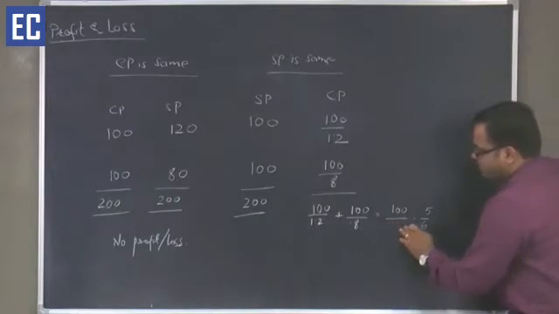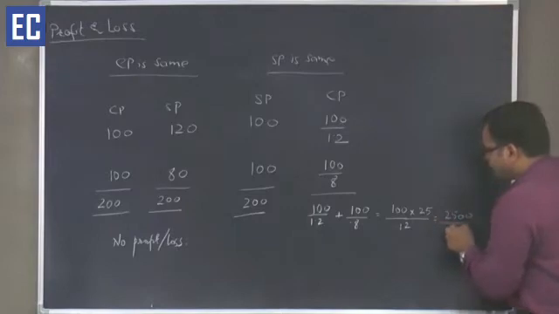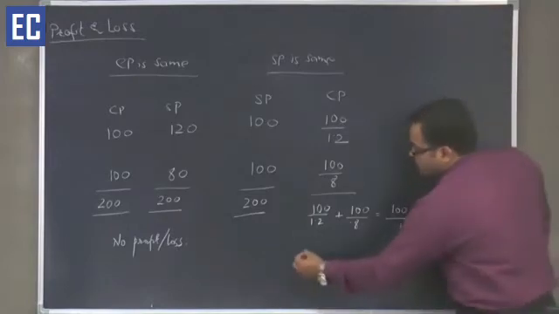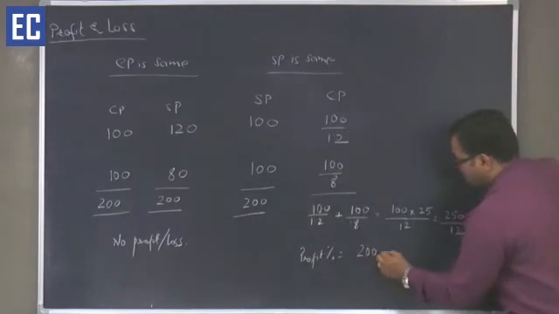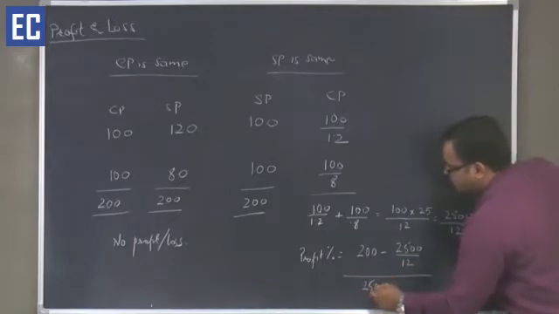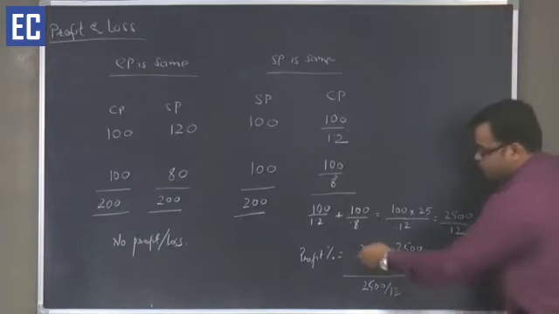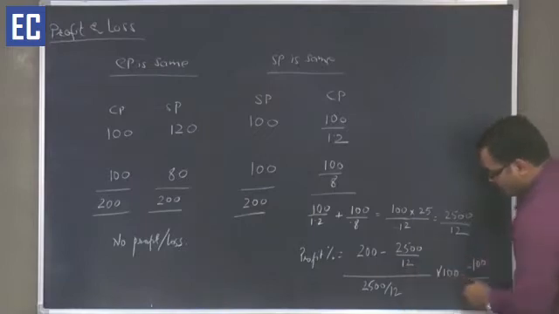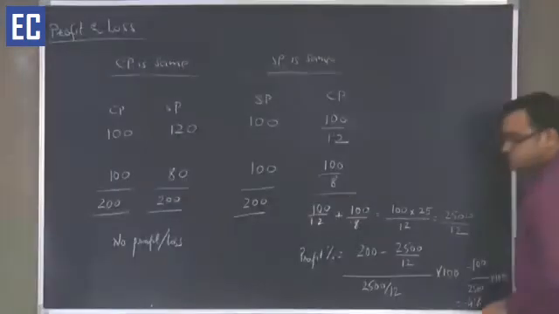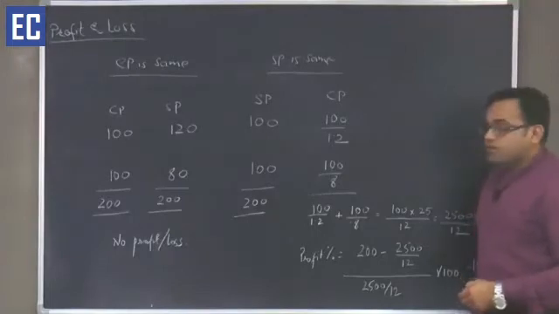0.4 is 2 upon 5, so this is 2 upon 5. This will become 12 upon 25, so this becomes 2500 upon 12. What is the profit percentage? Profit percentage is equal to SP 200 minus CP 2500 upon 12 divided by the cost price 2500 upon 12 multiplied by 100. 12 to the 24, 24 minus 25 is minus 100. This becomes minus 100 divided by 2500 multiplied by 100. This is equal to minus 4%. So on the whole, I will suffer a loss of 4%.